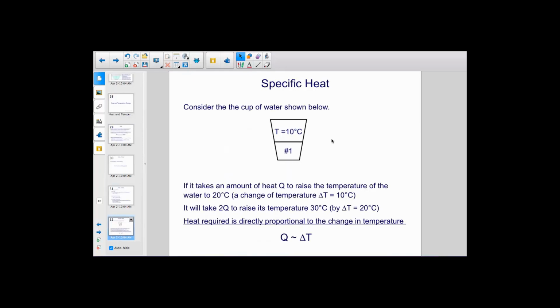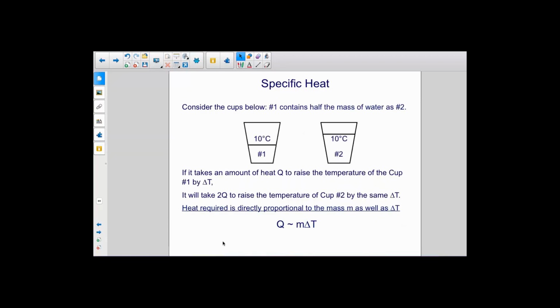Now, let's look at the relationship between heat and change in temperature. Well, consider a cup of water. Here we have one shown. It's at 10 degrees Celsius. If it takes an amount of heat Q to raise the temperature of the water by 10 degrees to 20 degrees Celsius, it will take twice that amount of heat to raise its temperature by 20 degrees to 30 degrees Celsius. So the heat required is directly proportional to the change in temperature, where we have Q is proportional to the change in temperature.